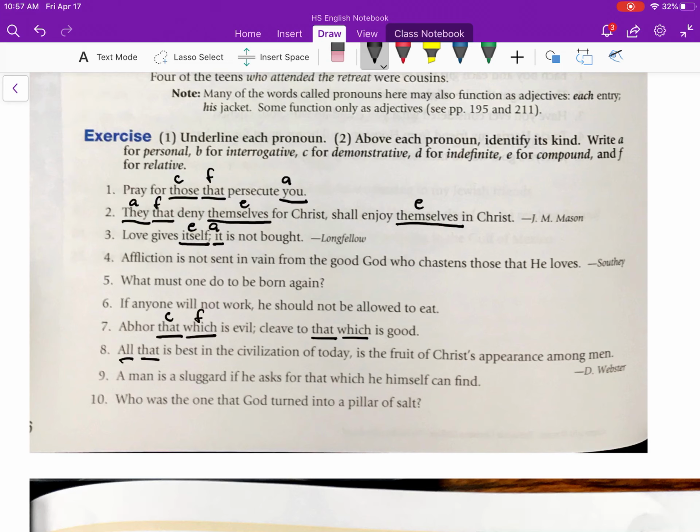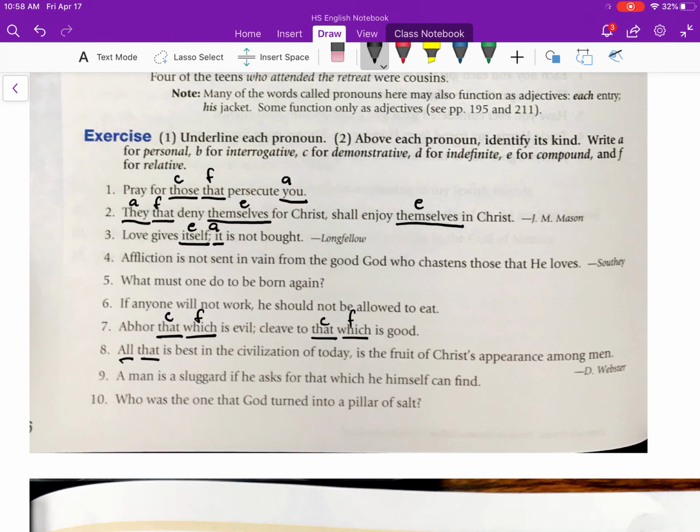And relative pronouns are used to introduce dependent clauses, that's the definition here. So the same thing is happening here in the back end of the sentence. That which: the demonstrative pronoun that, so we label it C, and then the relative pronoun which, so we label it F.